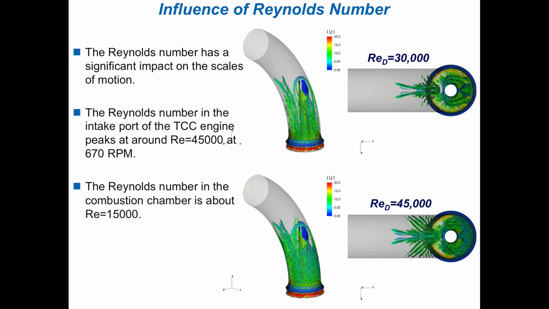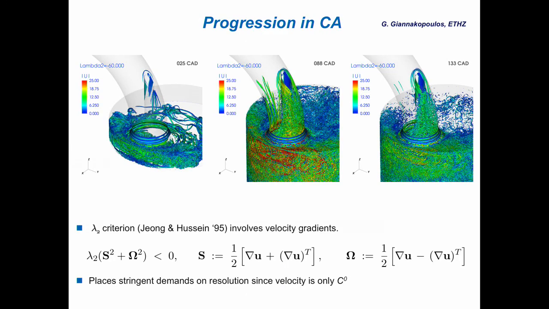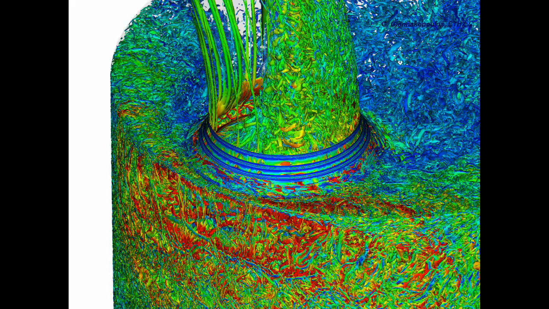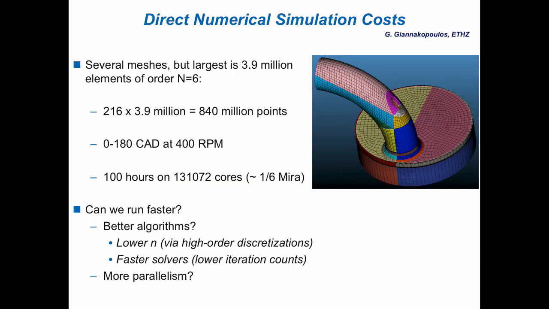So he's now looked at various Reynolds numbers. You can see more turbulence as you get to higher RPM. And then now we're drawing the stuff into the combustion chamber. And again, generation of a huge range of scales, which you can see here. Okay, so this is about 4 million elements. It's about 1 billion grid points, 800 million, I think.